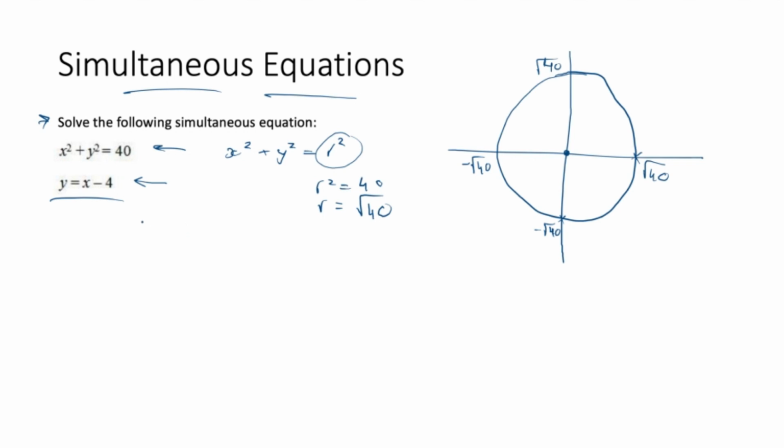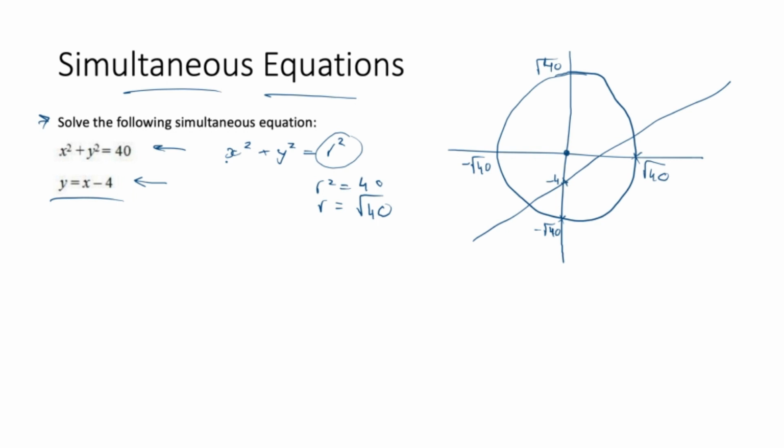Onto the straight line, this is basically the y equals x line, but 4 units down. So 4 units down would look something like this. And the y-intercept, of course, is minus 4. My drawing's not perfect, but it should look something like this. On to actually answering the question.